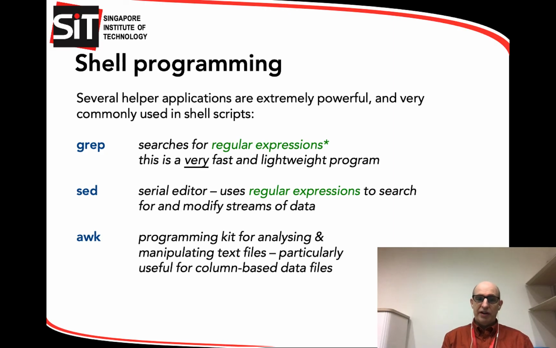Now what awk is very good for is column-based data. That is data which is streamed, and it comes with one record per line, but each record is separated maybe by a comma or a tab or something else, and you can search through and modify this data which is streaming line by line with a number of records. It's really very powerful.